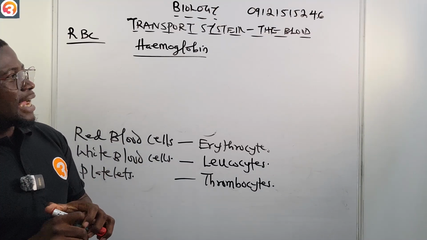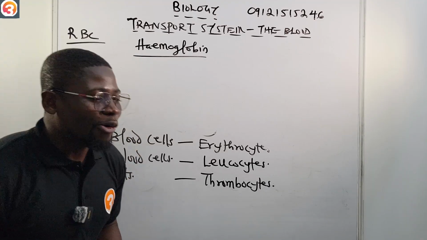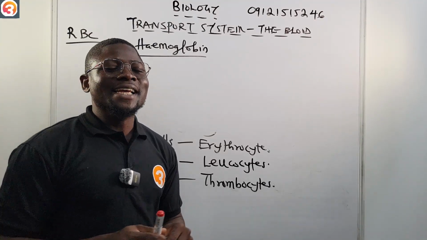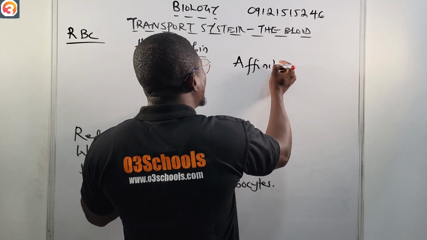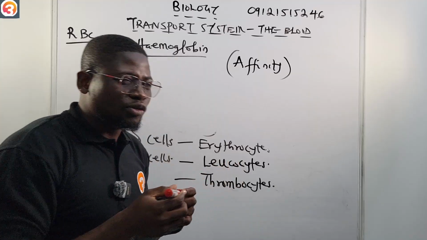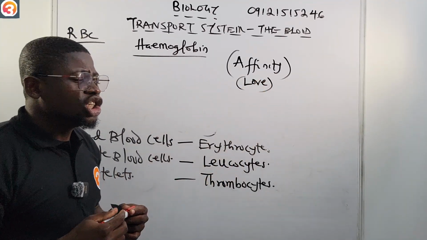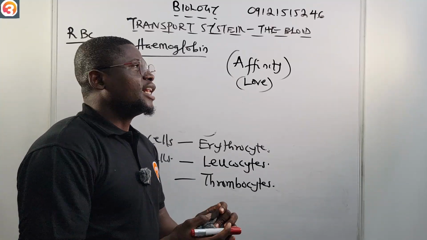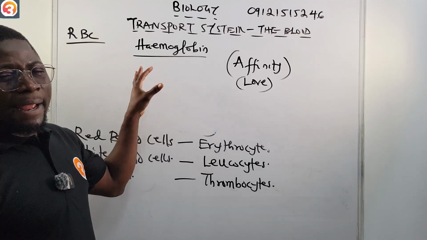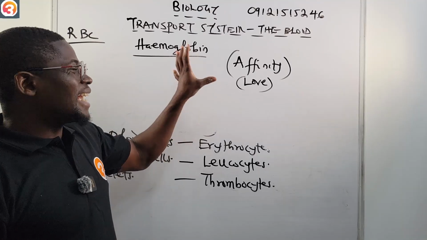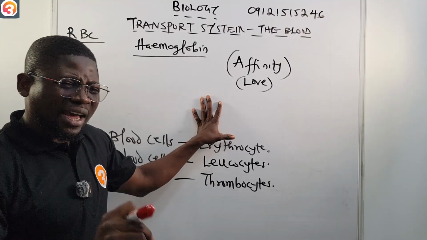Apart from the fact that it imparts the red color on the blood, hemoglobin loves oxygen. It has affinity, the word is affinity, for oxygen. The hemoglobin is a pigment that imparts the color on the blood, and it has affinity or love for oxygen. It loves oxygen very, very well.